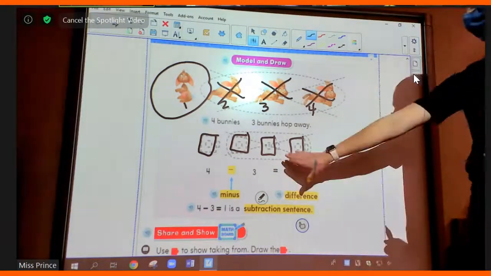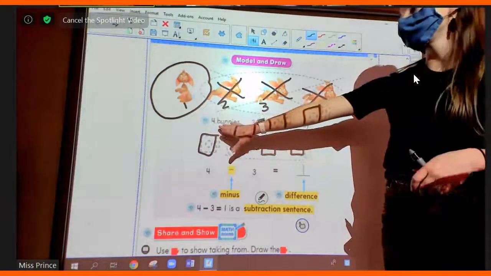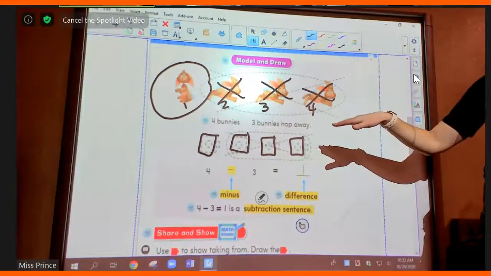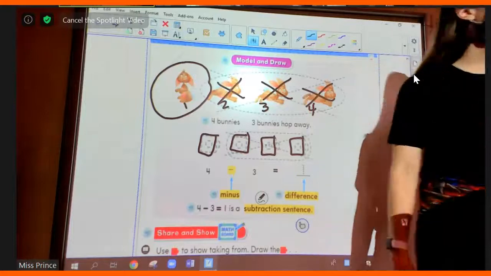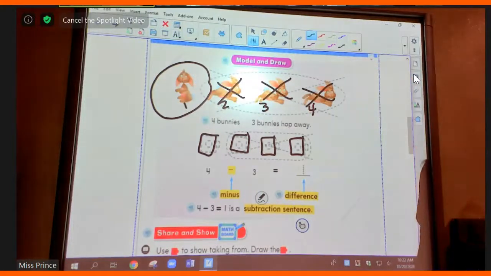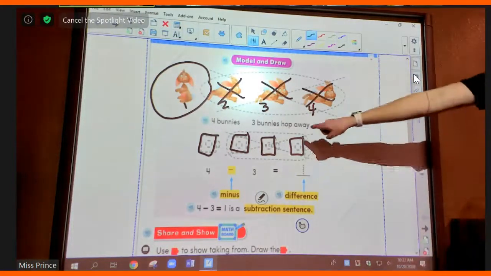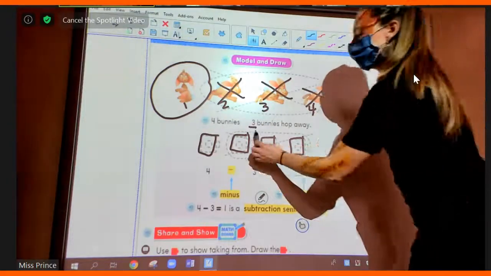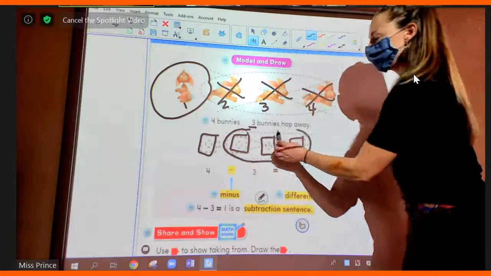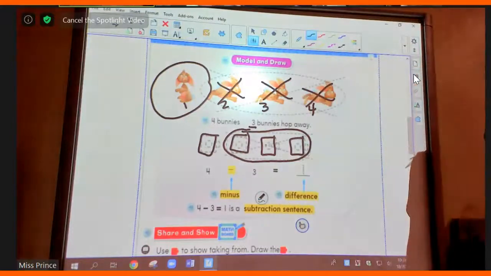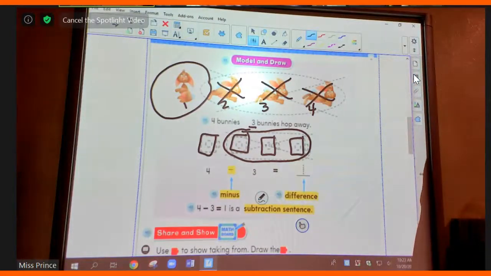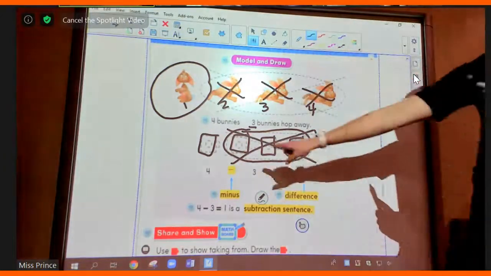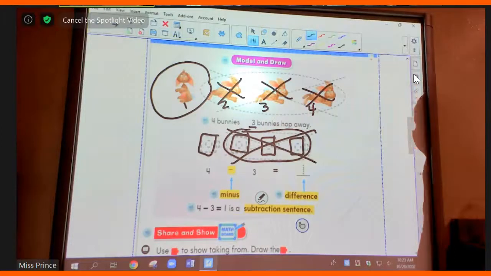Okay, so when we have our story problem, 4 bunnies, 3 bunnies hop away, first thing we want to do is circle the part that we're going to get rid of. So how many are we getting rid of? 3. So we circle it. Go ahead and circle it. And then we get rid of it. Cross it out. But don't cross out this one. We're not getting rid of that one yet.